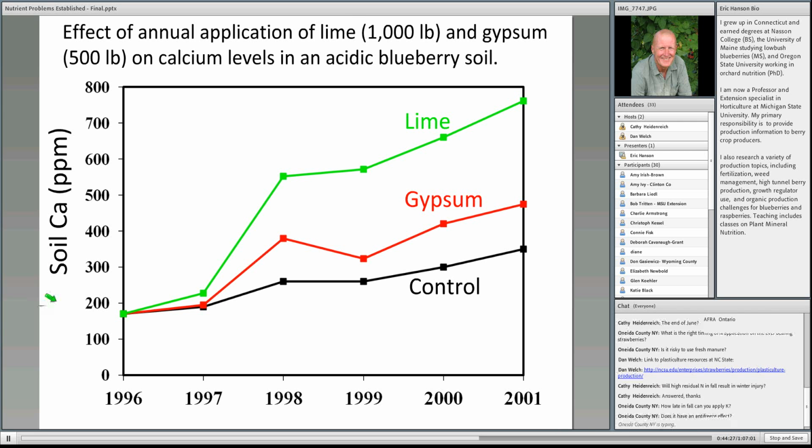And then we applied either 1,000 pounds of lime or 500 pounds of gypsum each year for a number of years. And you can see that this had a very dramatic effect, particularly with the application of lime, of increasing the calcium concentrations in the soil, to a somewhat lesser degree with the use of gypsum.